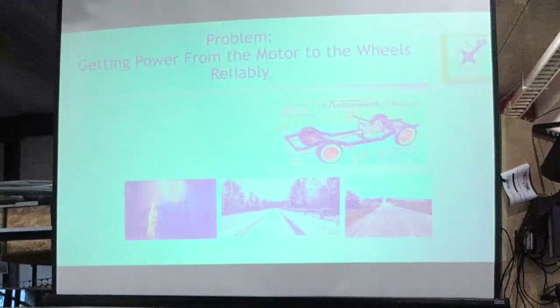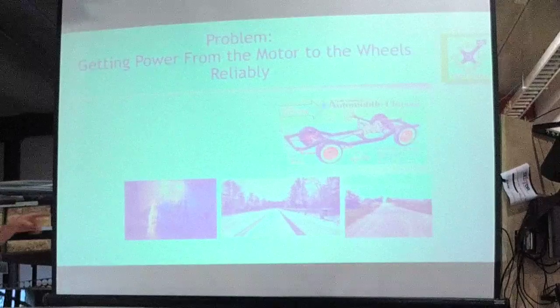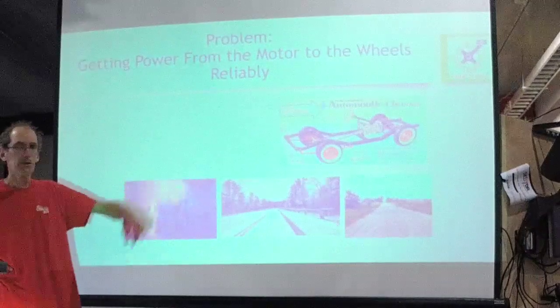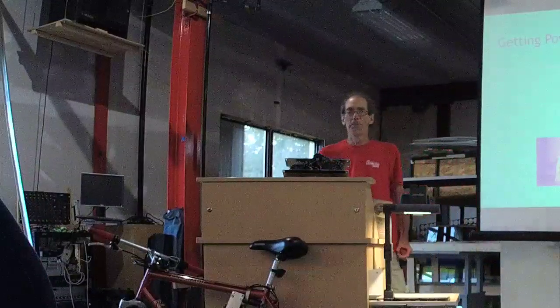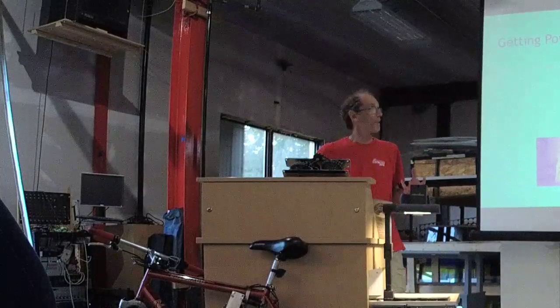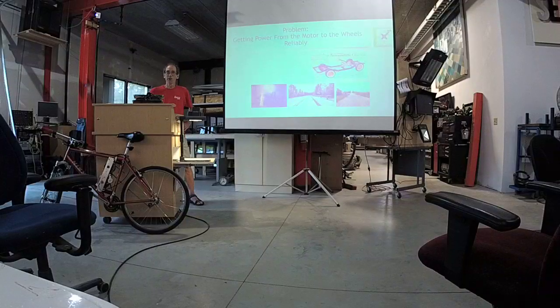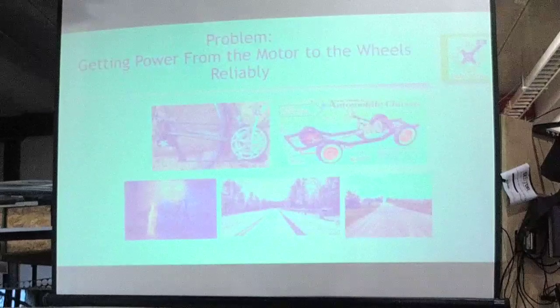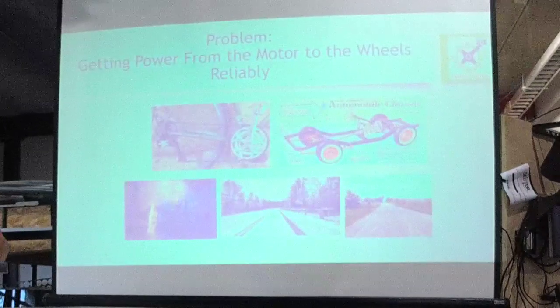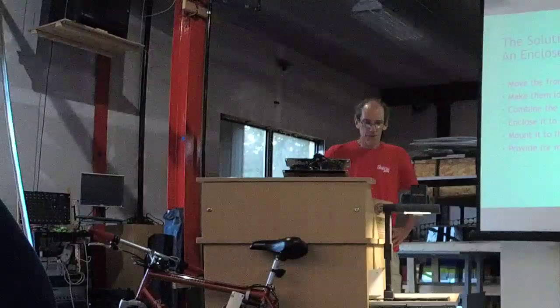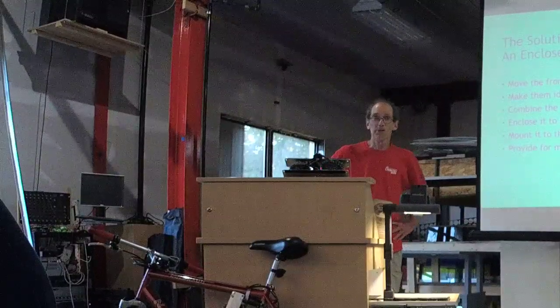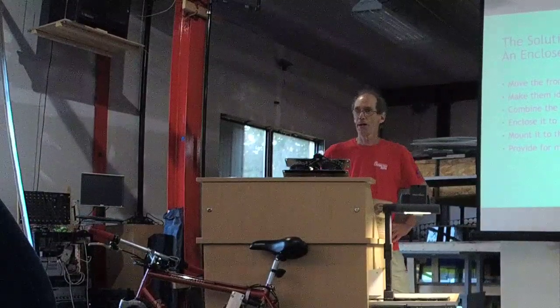Here's the problem. For any vehicle that's going to operate in wet, snowy, dirty conditions, you want to be able to get power from the motor to the wheels reliably. For about 100 years, motor vehicles have done that by putting the transmission inside a case to keep it clean. Bicycles, not so much. And it's been like this for 100 years. It's time to do better. The solution is an enclosed transmission for bikes, but not just a car transmission on a bike.